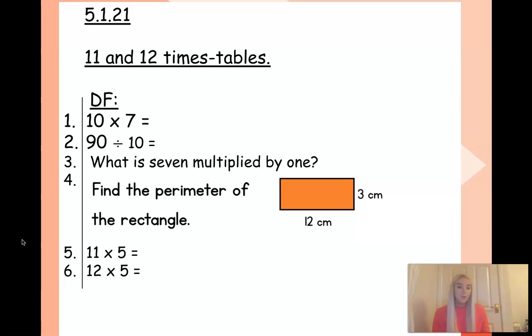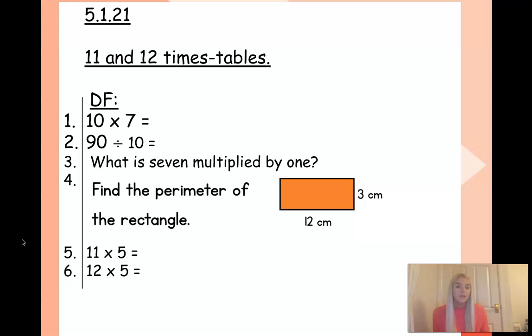Okay, so number one then, let's go through the answers. 10 multiplied by 7. We know that we are making the number 7 10 times bigger. So what would that be, please? 70. Fantastic. Number 2 is 90 divided by 10. We know that this time we are making the number 90 10 times smaller, and we are also finding how many 10s go into 90. You could count in your tens times tables on your fingers if you're unsure, but 90 divided by 10 is 9. 10 goes into the number 90 9 times.